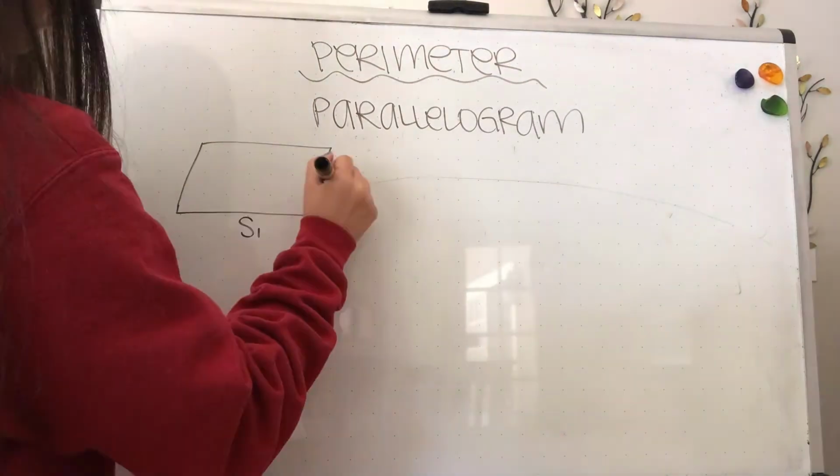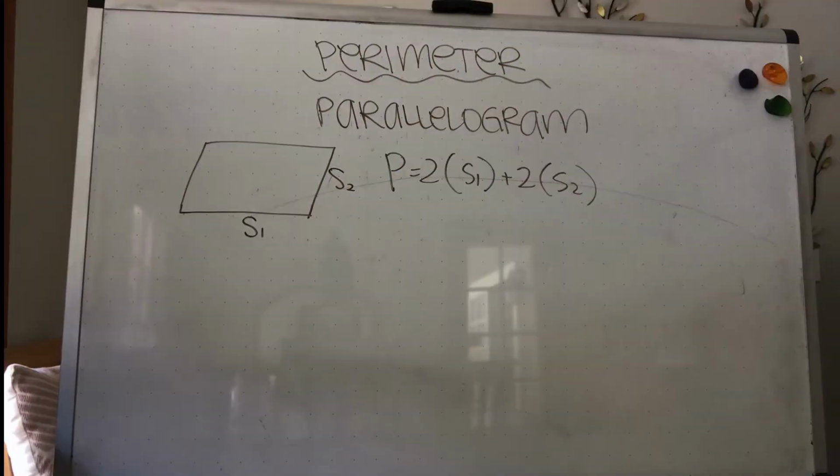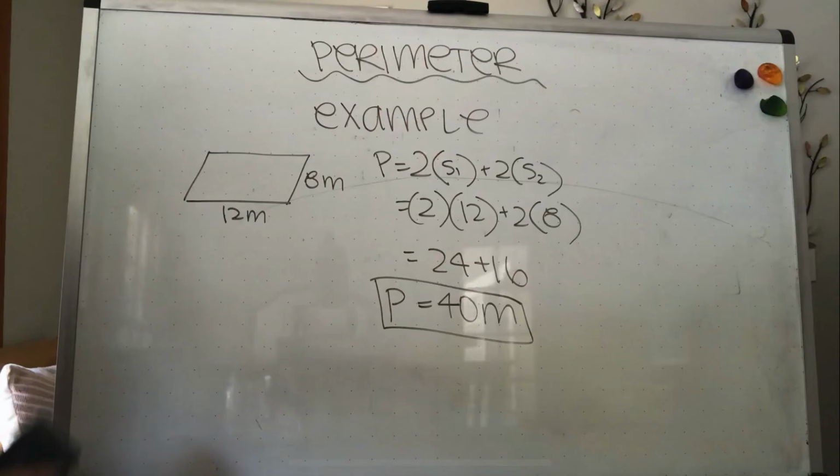Next, the perimeter of a parallelogram uses the formula perimeter equals 2 times one side plus 2 times the other side. This example shows that one side is 12 meters and the other side is 8 meters. And we plug it into the formula, 2 times 12 plus 2 times 8. And that's going to end up being 24 plus 16, and that equals 40 meters, which is the answer.